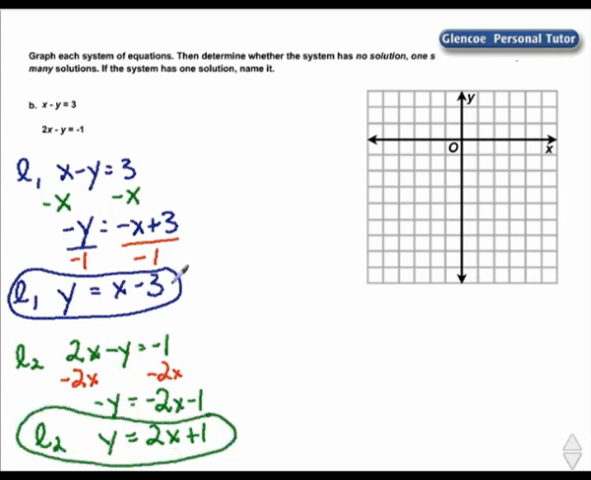Now we need to graph these to see how many solutions they have. One thing to take note of, we notice that in line 1 we have a slope of 1, and in line 2 we have a slope of 2. So that would indicate that these two lines should cross at one point, and we should have one solution. But we need to graph to check here. So let's set up two tables of values, one for our line 1, and another for our line 2.